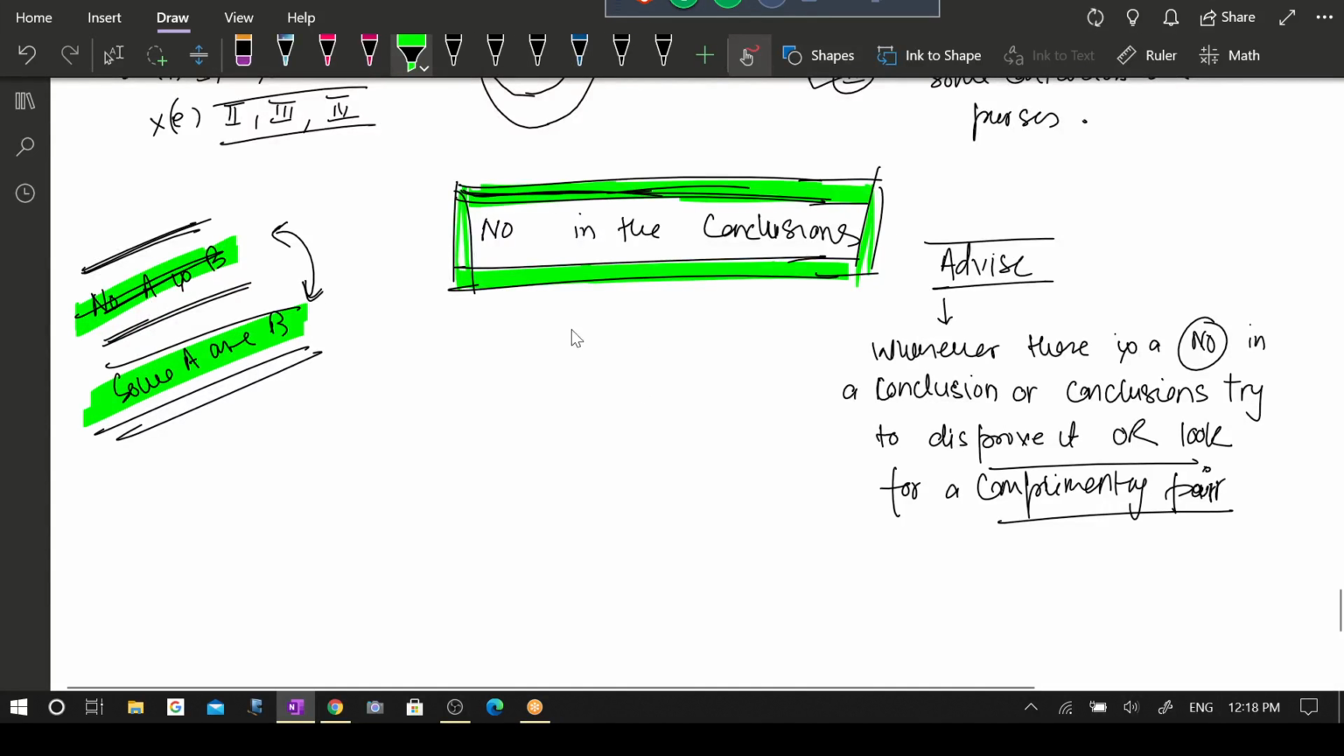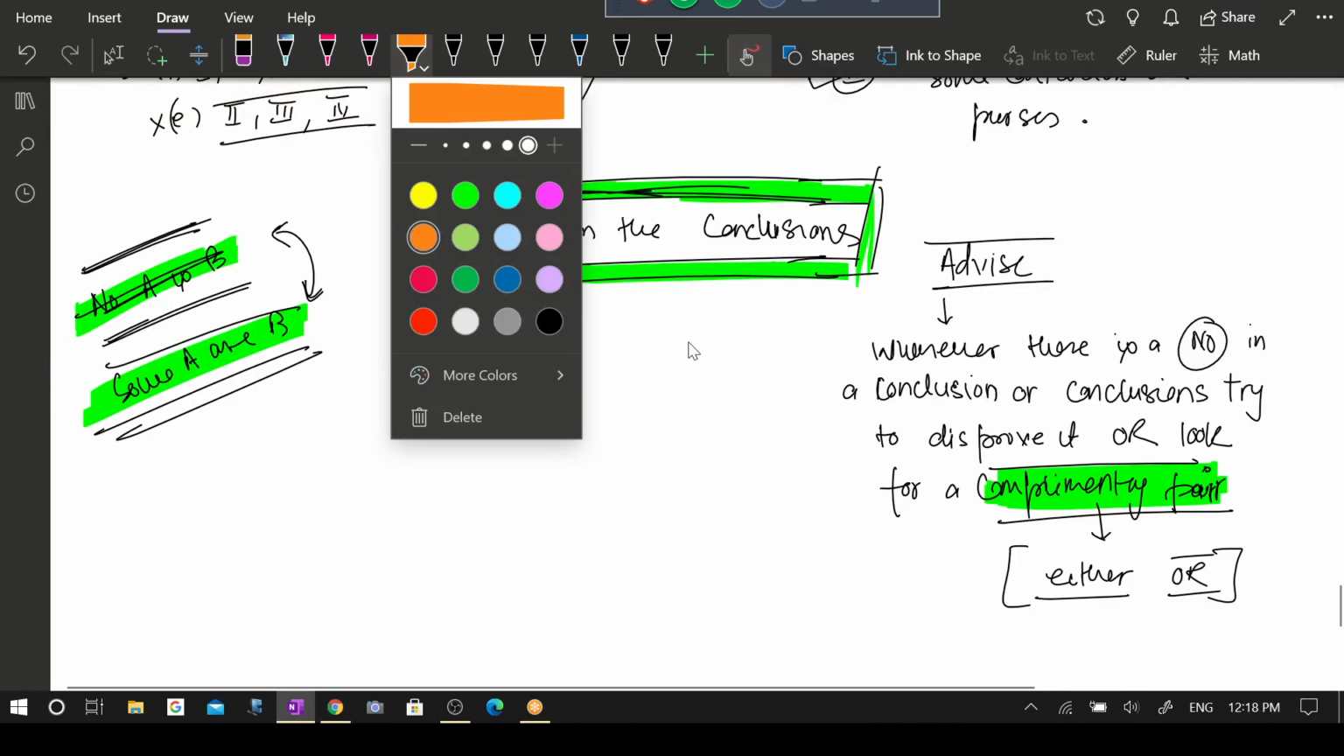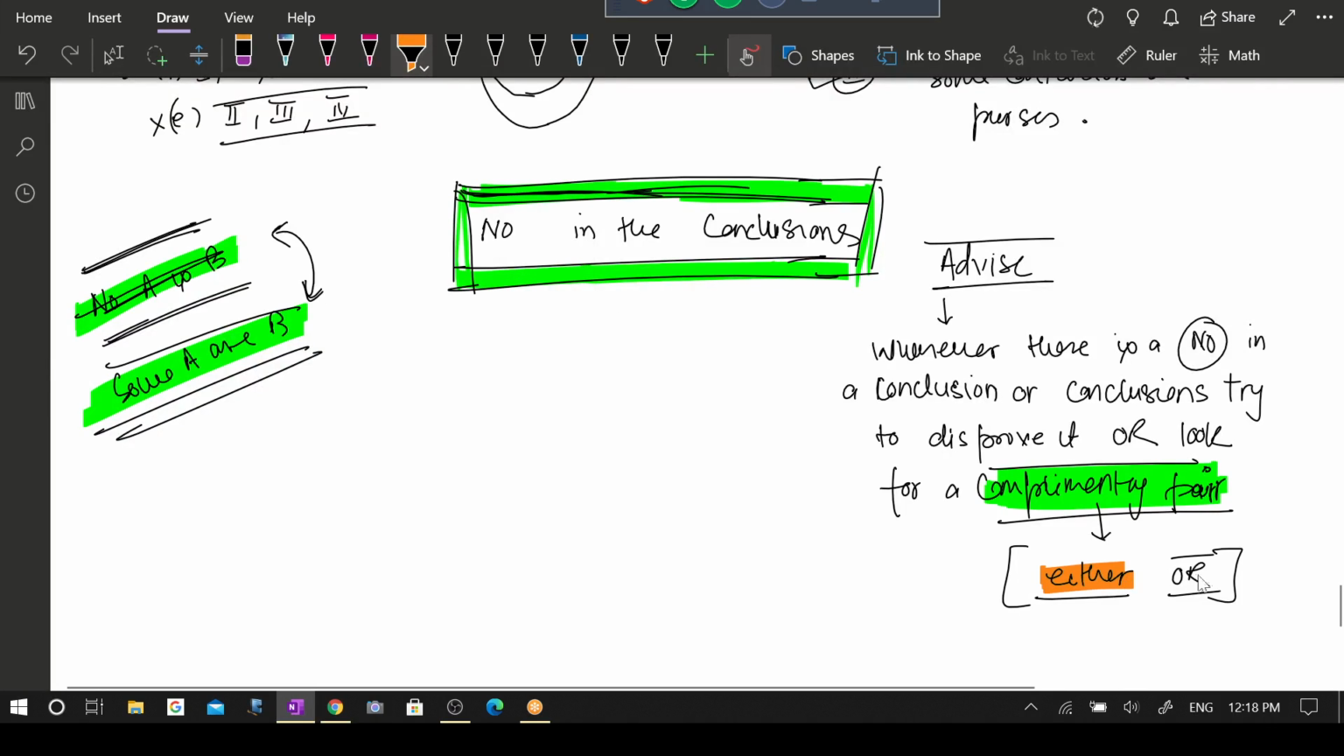If you get a complementary pair, which you generally get 90% of the time, your answer would be either-or. Okay, mark it, make a note of it, right? If you get a complementary pair, your answer would be either-or. Have you written it? So what do you mean by this, Miss Vishwas?